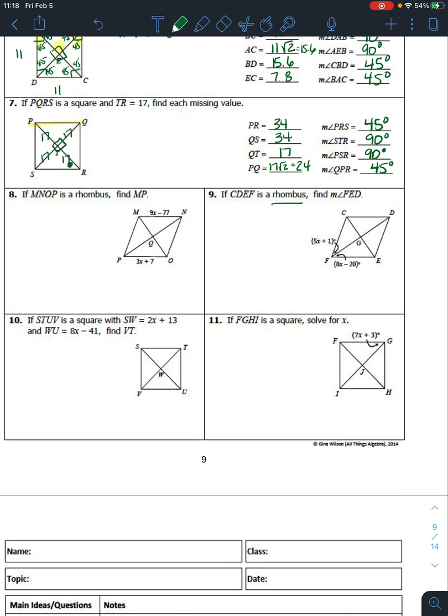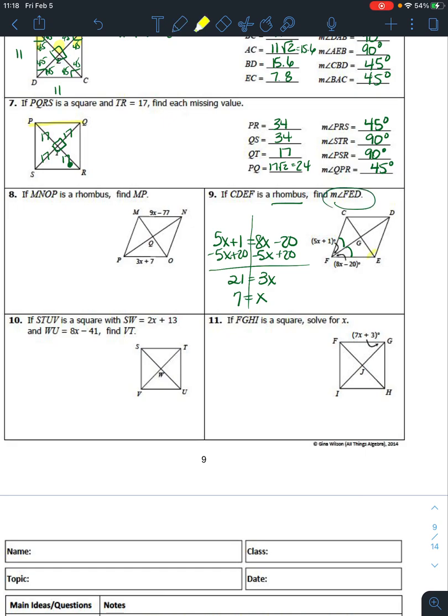So CDEF is a rhombus, so what we know is I'm looking at two angles there together, and if we go back to our rhombus rules, we know that the diagonals bisect the angles, which means these two angles have been cut in half, and that means they're equal to each other. So I take 5x plus 1 is equal to 8x minus 20. So now we solve the algebra. Minus 5x and add 20. I do it all in one step. So we have 21 is equal to 3x, or x is equal to 7.